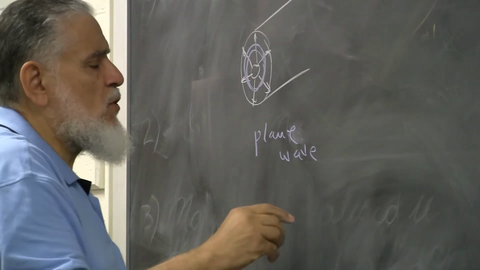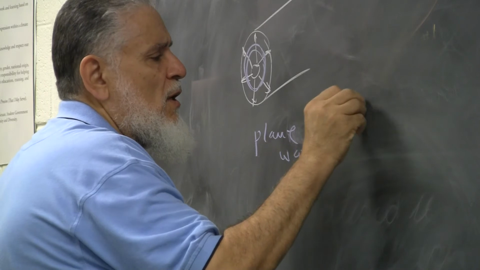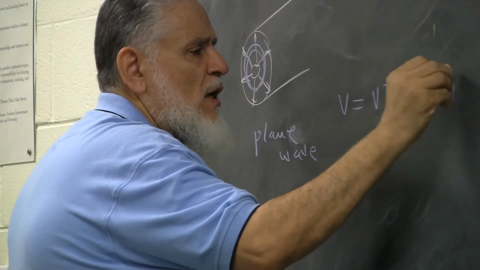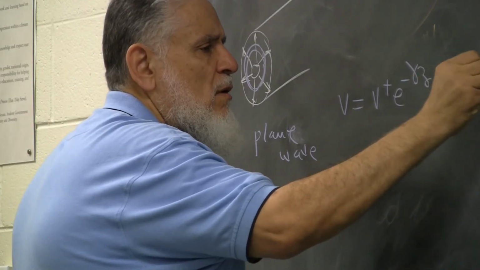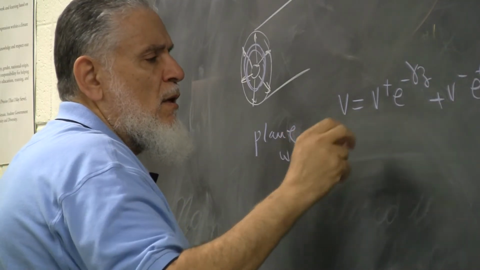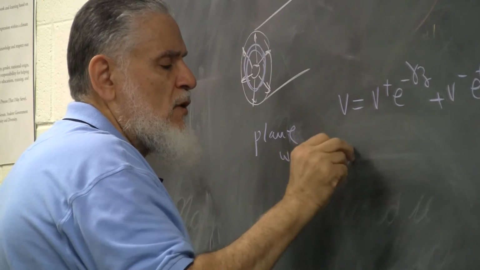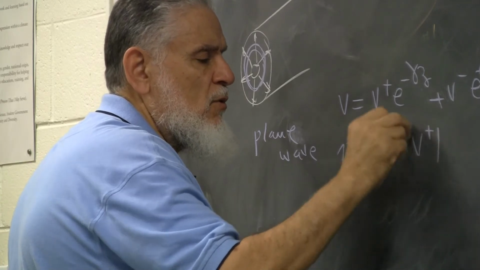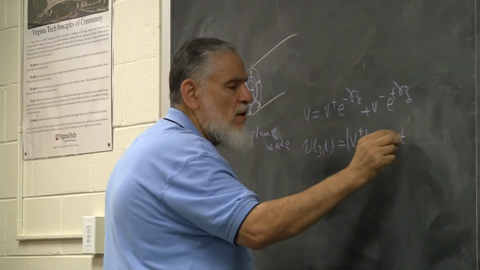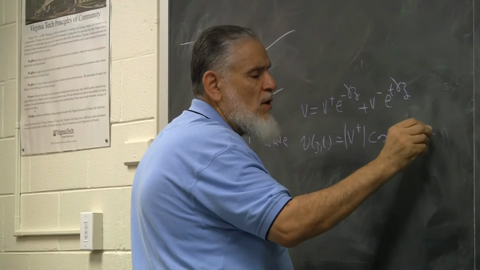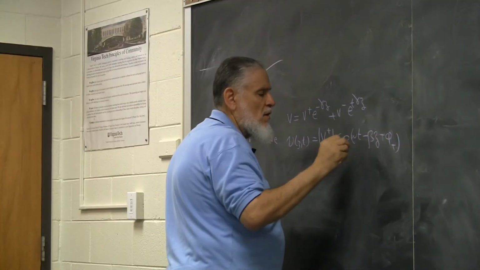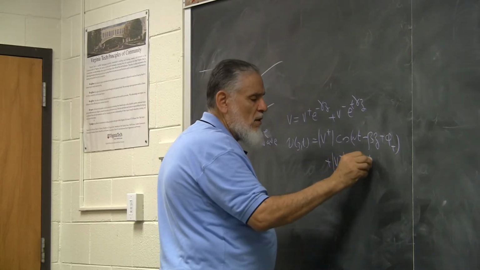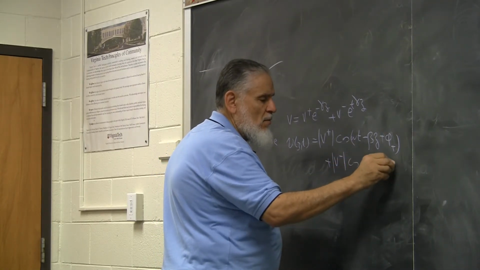And the equation for the solution here was V, for example, is equal to V plus e to the minus gamma z plus V minus e to the plus gamma z, and which we wrote in the time domain as V of z and t as V plus magnitude cosine omega t minus beta z plus some phase V plus, V minus cosine omega t plus beta z plus V minus.